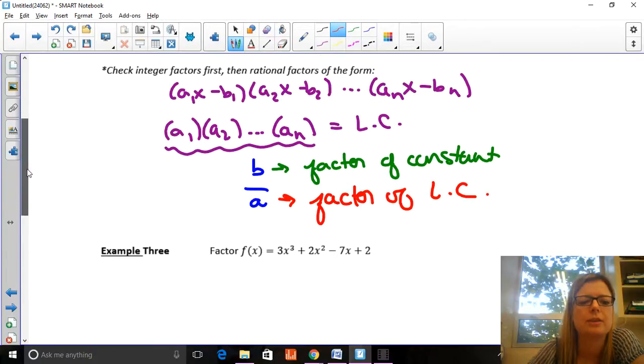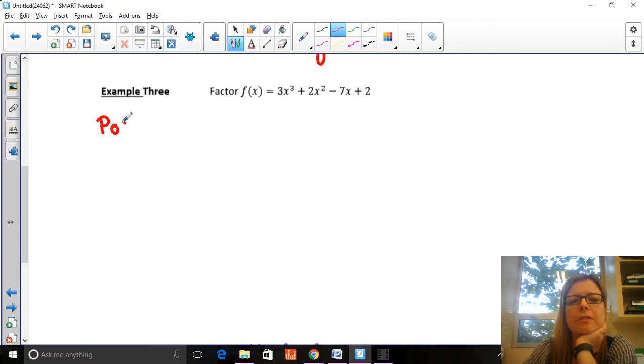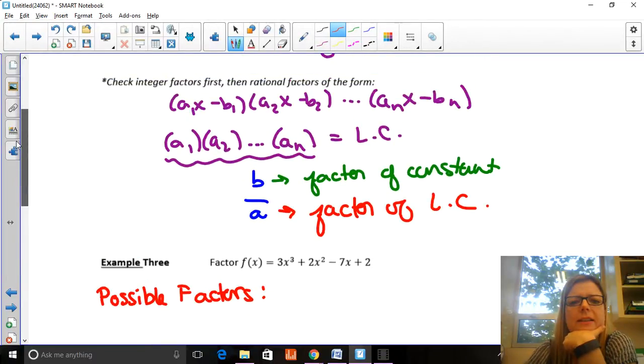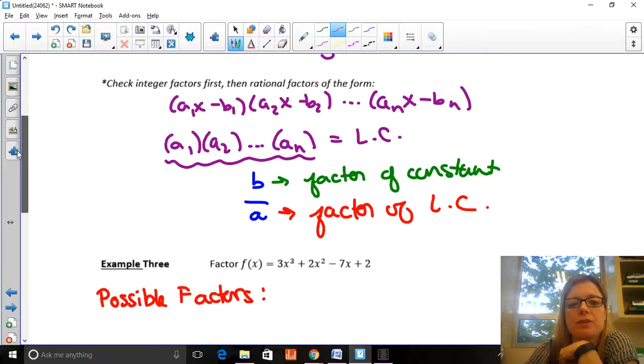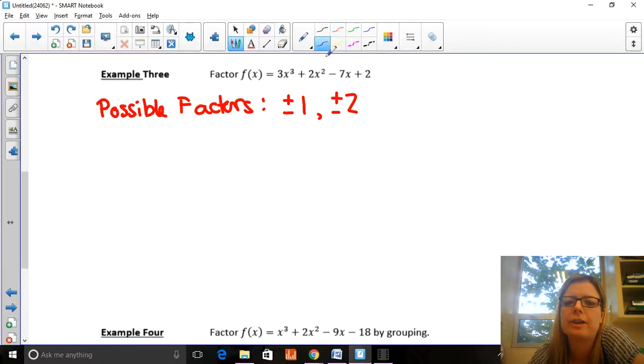Okay, so let's try this with example 3. So the first thing you always want to do is identify your possible factors because you don't want to go through and start doing the synthetic division with things that don't matter. Okay, so first I just look at my integers. Up here it says check the integer factors first. So the integer factors are those that are just factors of the constant. So what are factors of 2? Well, plus or minus 1 and plus or minus 2. Okay, so those are my 4 possibilities of factors that are integers.